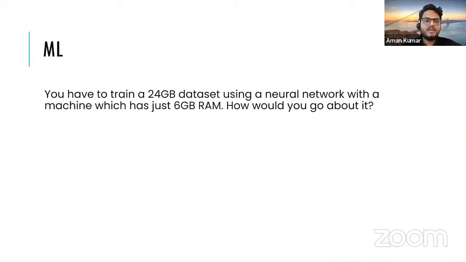Okay, so this is related to machine learning, guys. What you have to do is train a 24 GB data set, just a size I am giving you, using a neural network, with a machine which has just 1/4 of the RAM. For example, 6 GB of RAM. Based on your knowledge, based on your experience as a data scientist, tell me what approaches you think you can take. It can be a different model, it can be a data subsetting kind of approach, anything that you are aware of.